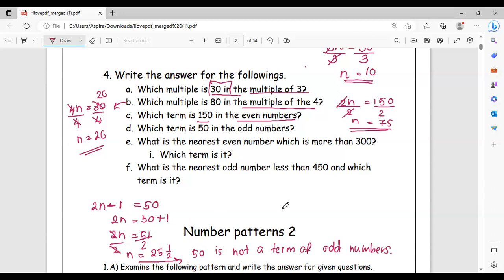What is the nearest even number which is more than 300?